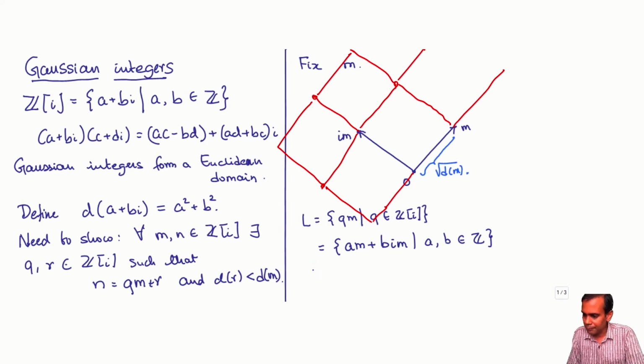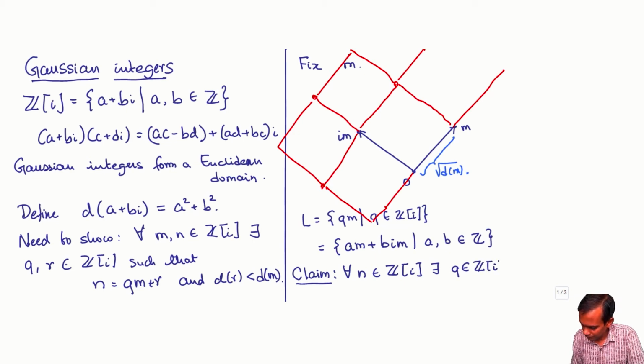Now I claim that for every n in Z[i], there exists q in Z[i] such that d of n minus qm is less than d of m. If we can find such a q, then we can just take r to be n minus qm and we would have proved the Euclidean property of the Gaussian integers.